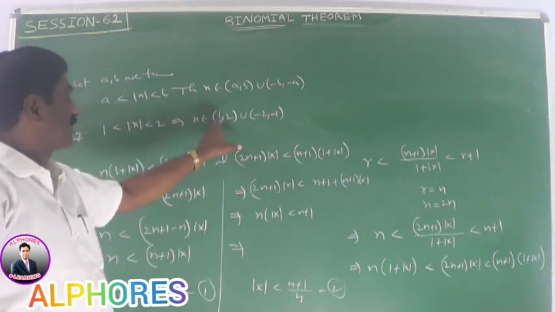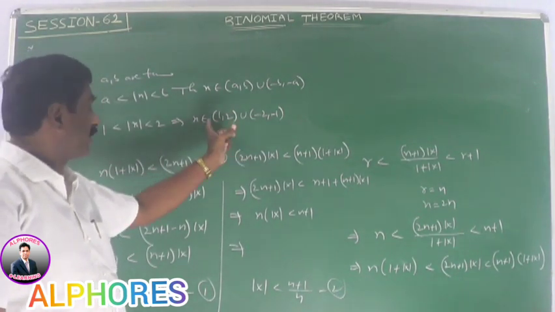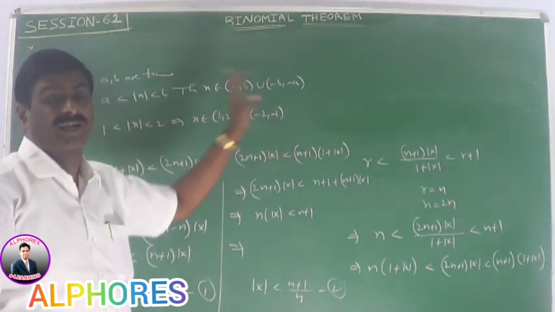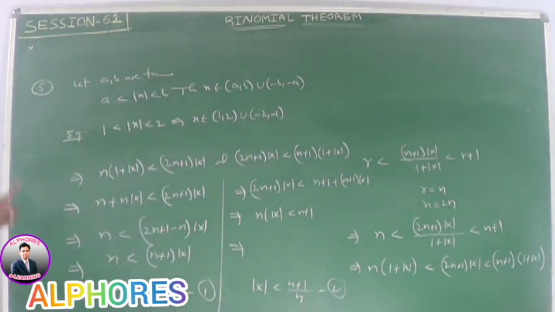Minus 1, minus 2, out of this which is the least value? Minus 2 is the least value. So in reverse order we take these values, minus 2 to minus 1. Okay, it is very, very important.